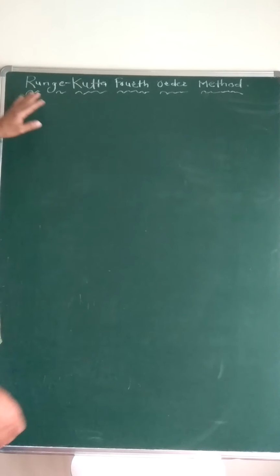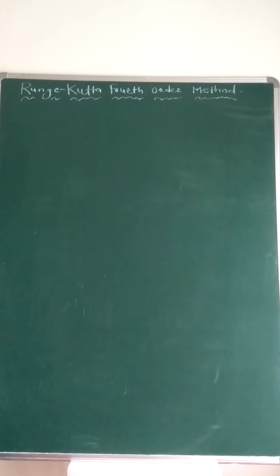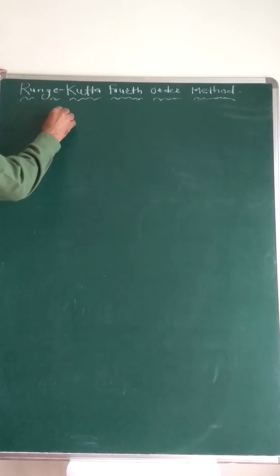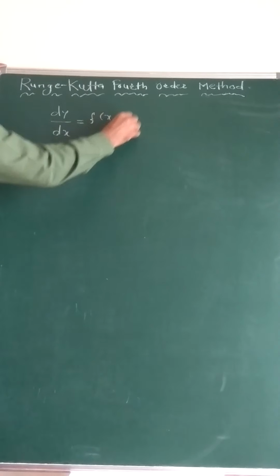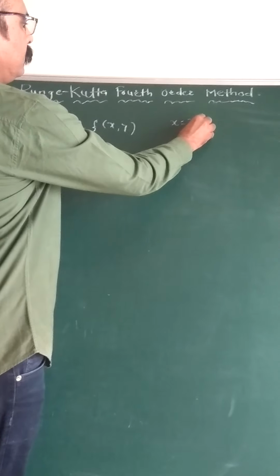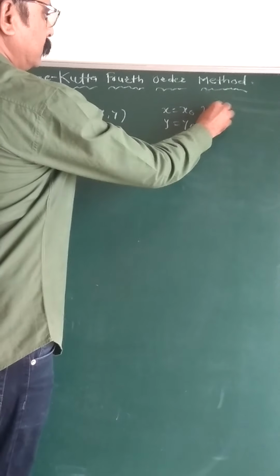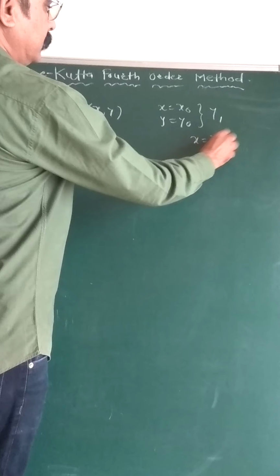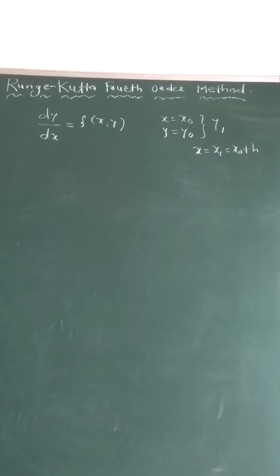Today we are going to learn Runge-Kutta fourth order method, that is RK fourth order method. This is very much similar to the Euler's method and it is applicable to solve the ordinary differential equation of the type dy by dx is equal to function f(x, y). Initially the value of x as x0 is given and y as y0 is given. For these two values you have to find the value of y1, that is at x1 is equal to x0 plus h.